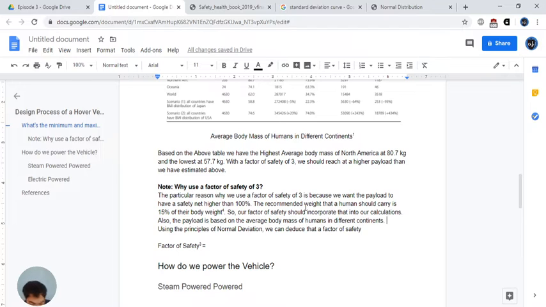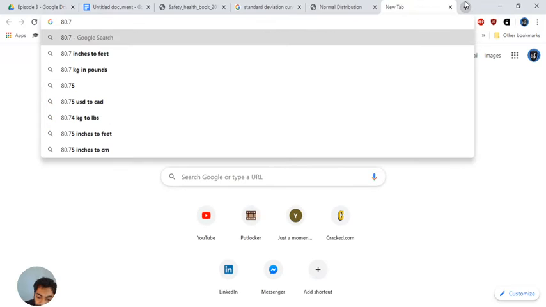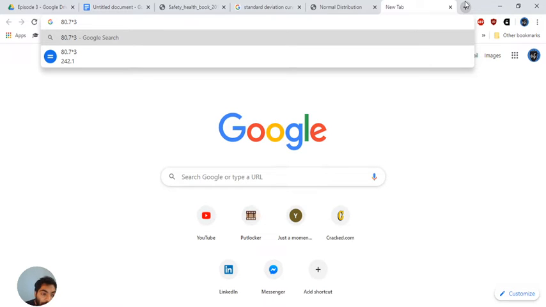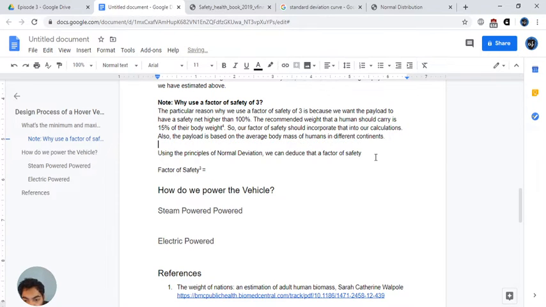You don't know if the same user is going to use it the whole time, so you need to have that. Let's say our maximum is 80, right? So 80.7 times 3 is what? 242 kgs. Somebody who is like 240 kgs, if they decided to use that, you could use that. So using the principles of normal deviation, we could use the factor of safety.